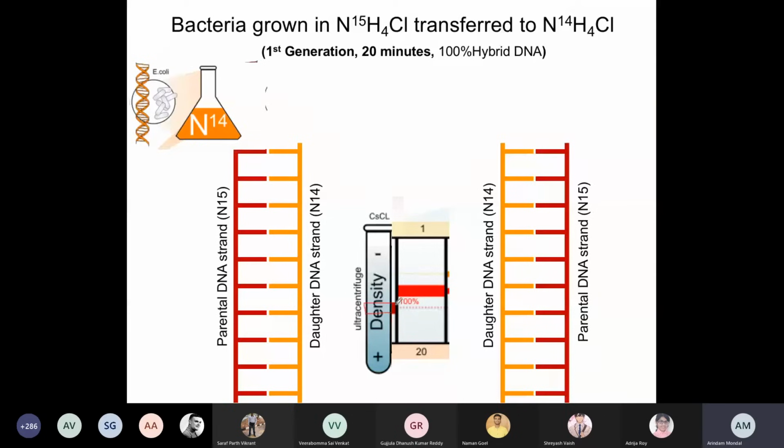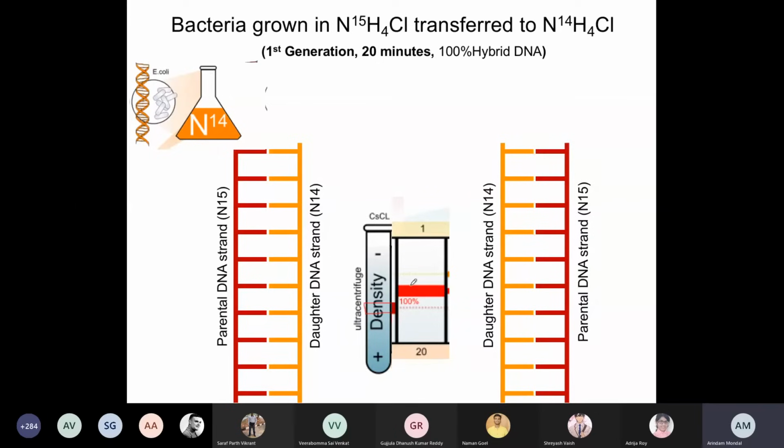Okay, where all of the bacteria had N15 containing DNA. Subsequently, you have replicated them in N14 containing media, and just after 20 minutes, after one generation, you isolated the DNA. So all of the DNA should be a hybrid, where one strand will be coming from the parental strand and the other will be newly synthesized. And if it is newly synthesized, it should be N14 containing. In that case, it should be a hybrid DNA, right?